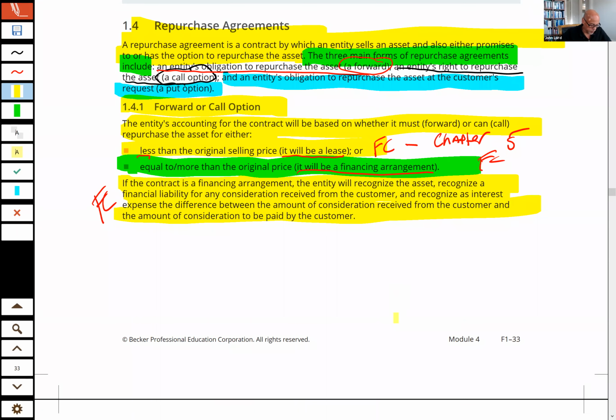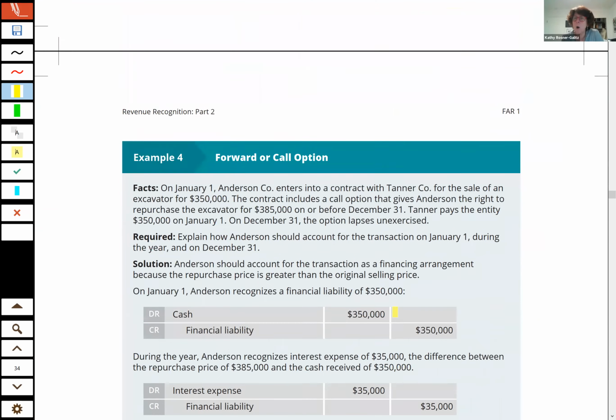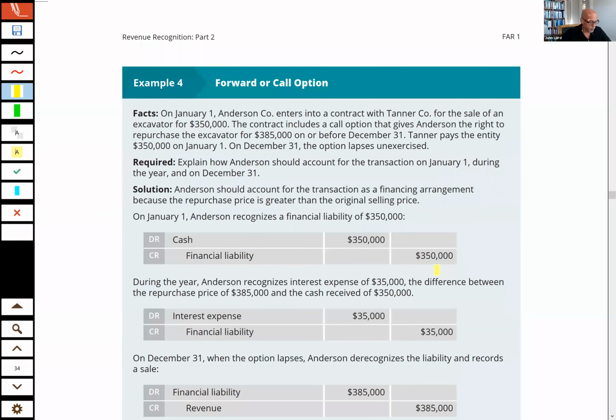So let's just go over which way that's going. Let's look at the example first, please, and then you can ask the question. Okay. So let's just take a look at this example. On January 1st, Anderson Company enters into a contract with Tanner for a sale of an excavator for $350,000.